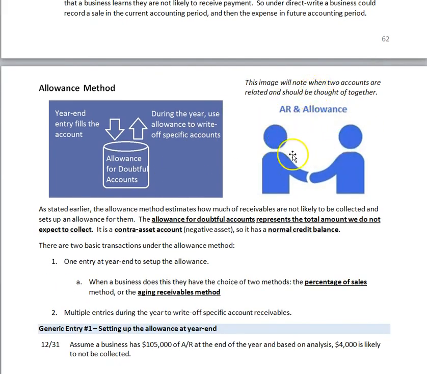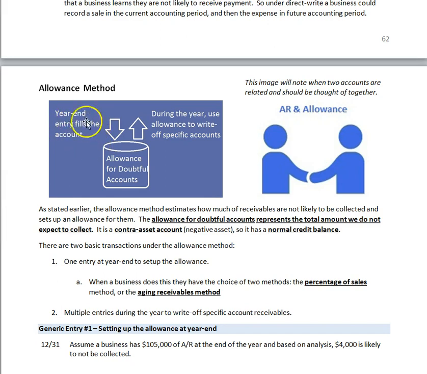Alright, AR and allowance should always be thought of together. So AR and allowance, these net two. Hopefully we'll see a balance sheet later that's going to show you how they look on the balance sheet. Alright, the allowance for doubtful accounts. Hopefully this looks a little bit like a bucket. That's all I'm trying to show here.